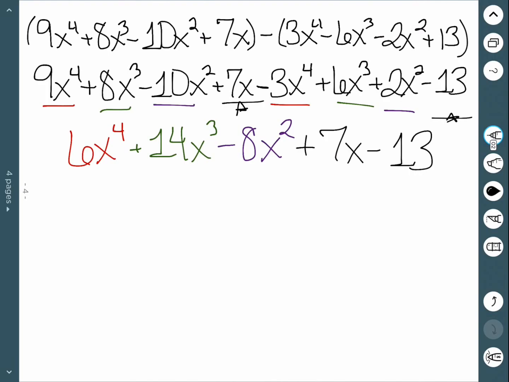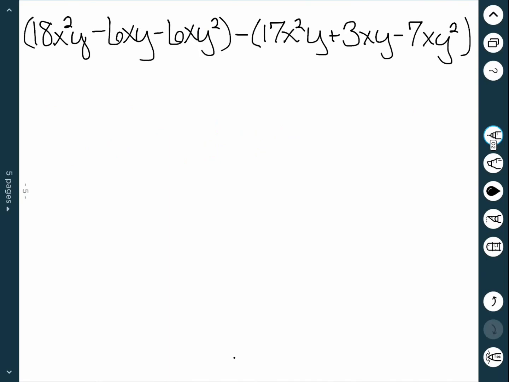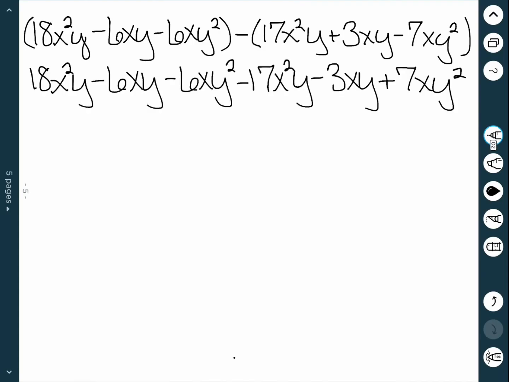Now let's do one more with multiple variables. Let's try a two-variable one. Once again, our first step is going to be to distribute the negative sign, so make sure you change the sign of everything inside of the second parentheses. Now that we've done that, we have negative 17x squared y minus 3xy plus 7xy squared. And now we can combine like terms. We'll start with the x squared y. I have an 18 and a negative 17, so 18 minus 17 is 1x squared y.